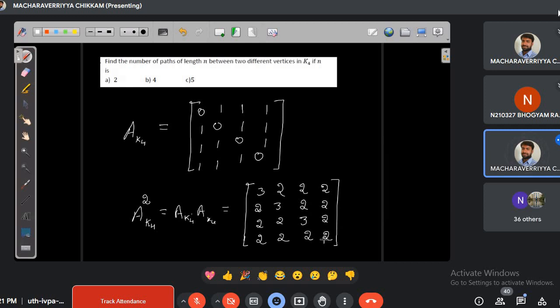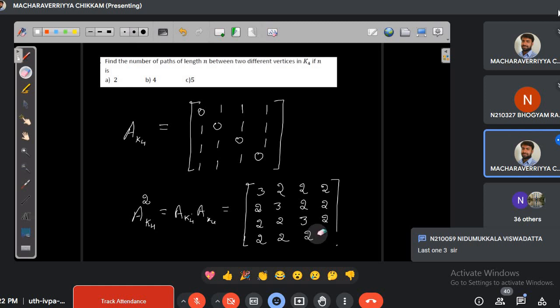Alright. So find the number of paths of length n between any two different vertices in K4 if n is 2. Okay. How many paths are there? How many paths of length 2? Yeah, the last one is 3. This is 3.